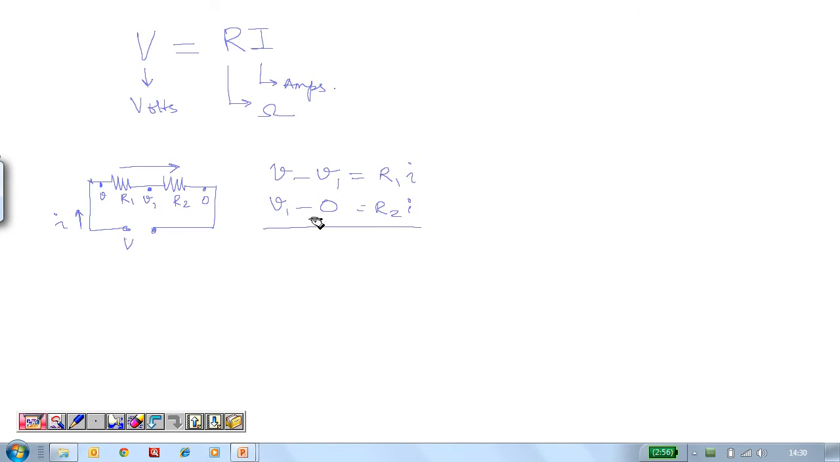If you solve these simultaneous equations, what you essentially get is V equal to (R1 plus R2) times I, which means the effective resistance for a serial circuit is R1 plus R2. So when we have resistors in series, the effective resistance of that circuit is the summation of the two resistors.